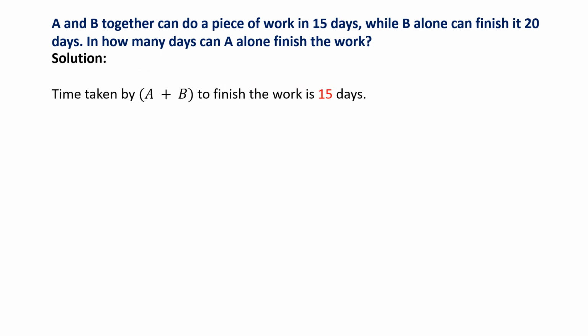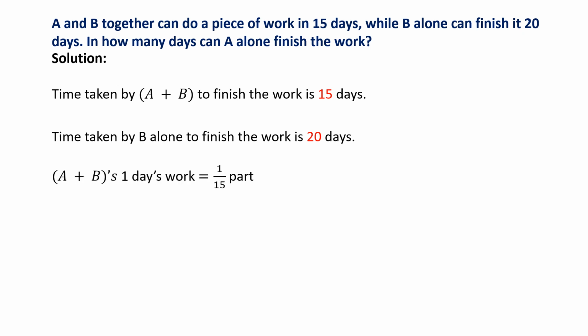Okay. Time taken by A plus B to finish the work is 15 days. That means A and B can complete the work in 15 days. So as you can see, in one day A and B can do 1 by 15. Okay, time taken by B alone to finish the work is 20 days. B alone, and we need to find the time taken by A alone to finish the work.